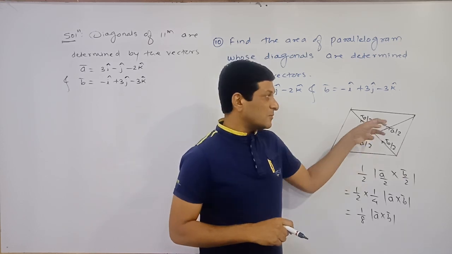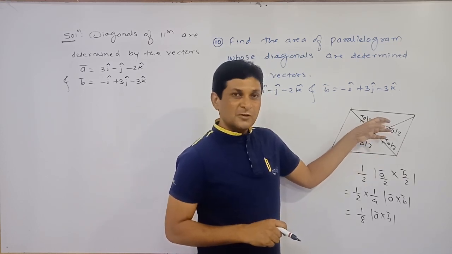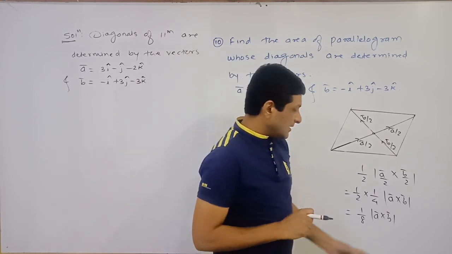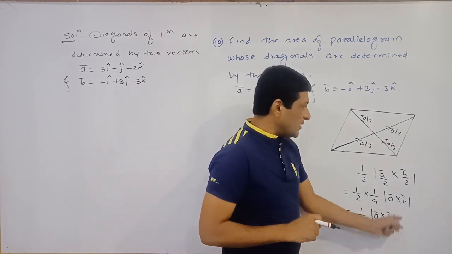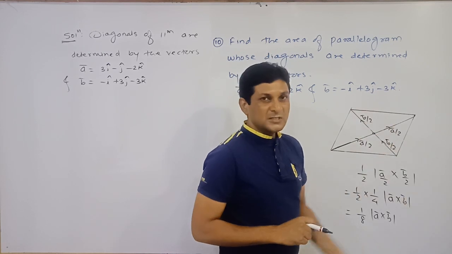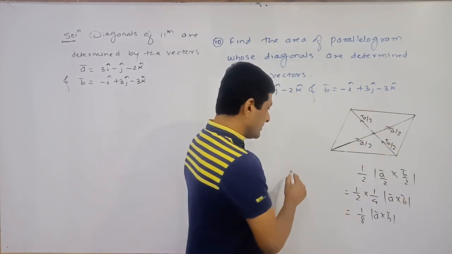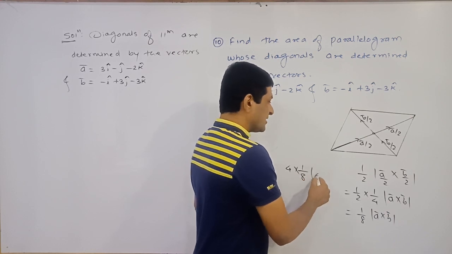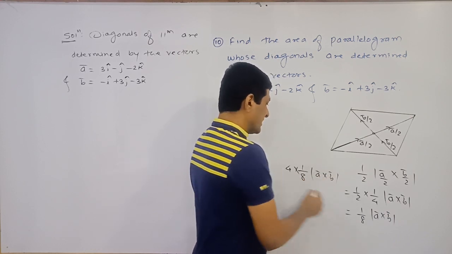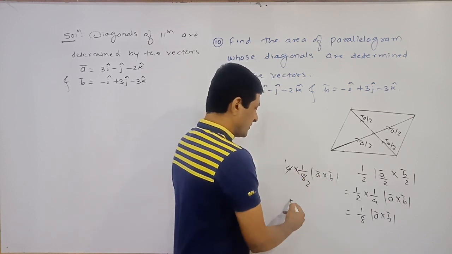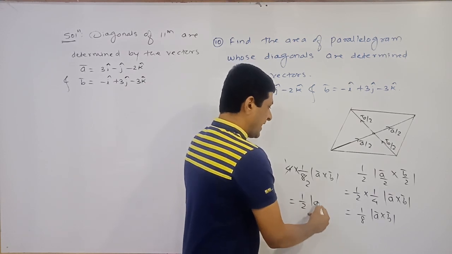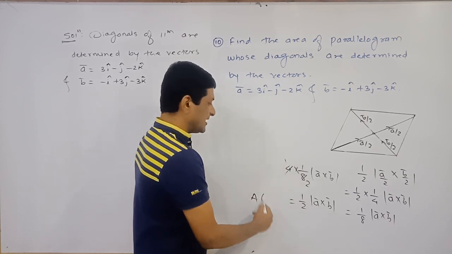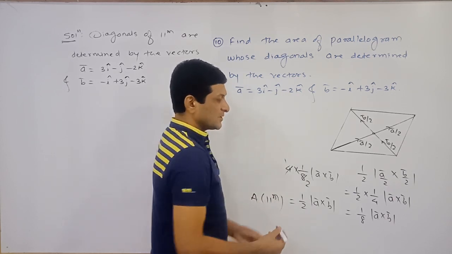Means we can say that whatever the area of this triangle is will be the area of all the remaining triangles, isn't it? So this is the area of one triangle. To find the area of all four triangles, we multiply it by 4. What will we get if we multiply it by 4? 4 into 1 by 8 magnitude of A bar cross B bar. So 4 ones are 4 and 4 twos are 8, and we get 1 by 2 magnitude of A bar cross B bar. This is the formula to find the area of a parallelogram.